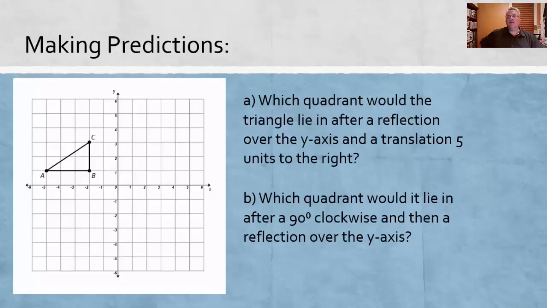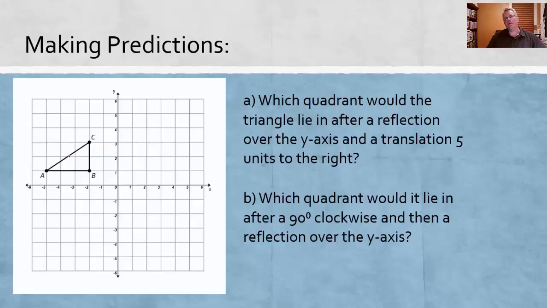Okay, now we want to go a little bit different direction here. And we have just a couple quick examples and we'll be done. We want to visualize and make some predictions. So we could do these steps and find it out, but we want to see if without actually doing the transformations, we can figure out where the triangle will go. So the first one says, which quadrant would the triangle lie in after a reflection over the y-axis and a translation 5 units to the right?